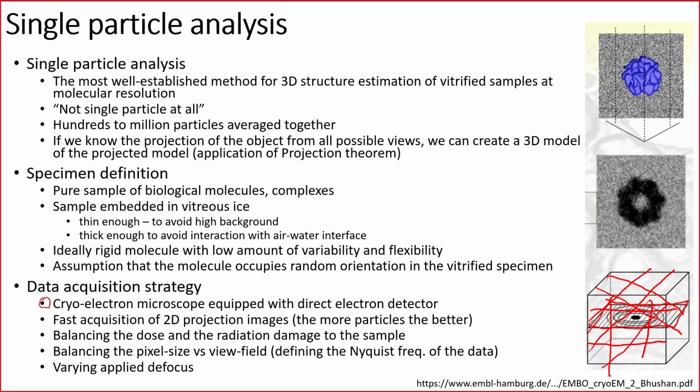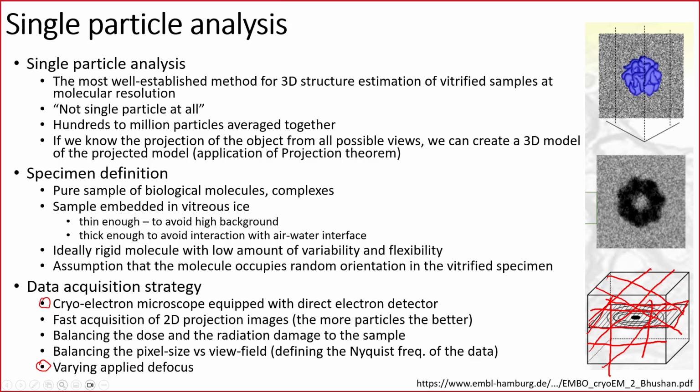Also, we need to find a nice balance for the pixel size, which defines the best achievable resolution during our reconstruction process, because of the Nyquist frequency that we learned about in the previous lectures. But of course, it's not enough just to have a very small pixel size, because we are also limiting the field of view that we can acquire using a single shot. So we need to find a proper balance, and we need to be aware that because of the contrast transfer function, we need to acquire our dataset at varying defocus.